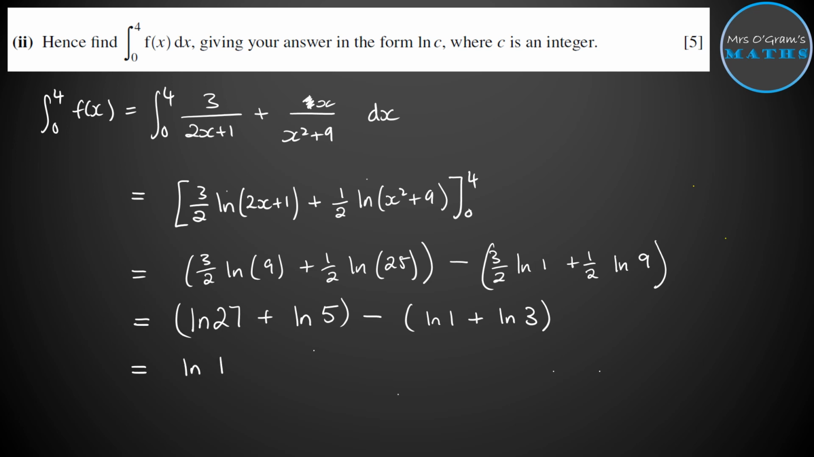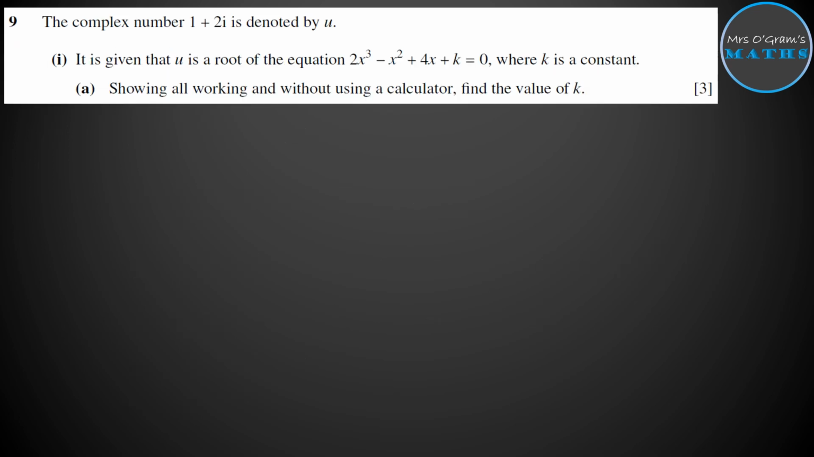So that's ln of 135 minus ln of 1 times 3. And then if we subtract logs, we can divide what's in them. So ln of 135 divided by 3 is 45. Question 9, we're told that u is a root of the equation, so we can substitute u into that equation, work out the missing part to work out what k is.